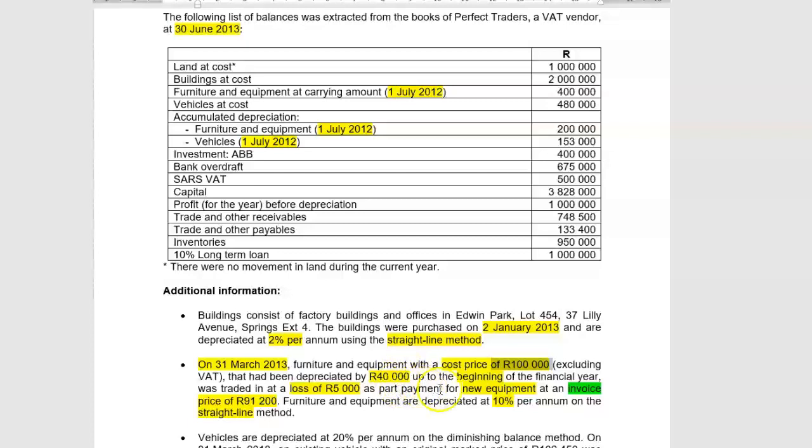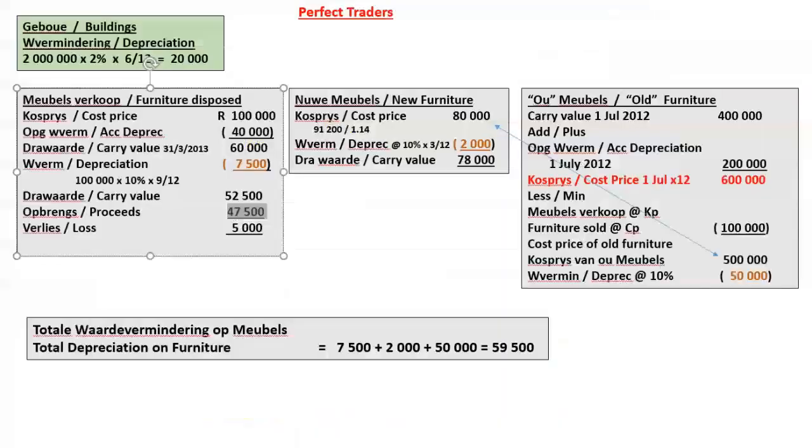It was given as part payment for new equipment with an invoice price of 91,200 Rand. So the new equipment, 91,200 divided by 1.14, gives us a total cost price of 80,000 Rand. Again, depreciation is provided at 10% per annum times 80,000 for a 3-month period, which gives us 2,000 Rand. So the carrying value of the furniture at the end of the year is 78,000.